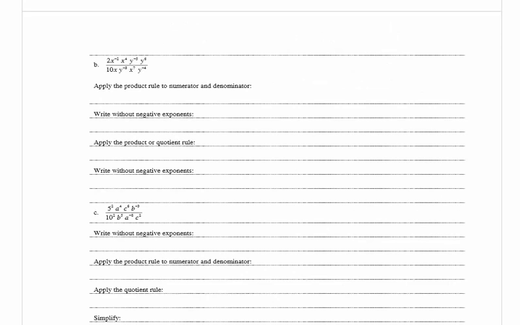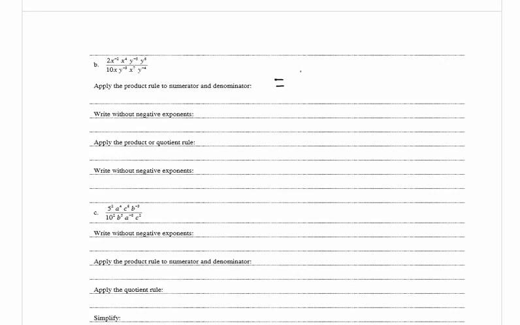In B, we have 2x to the negative 2 times x to the 4th times y to the negative 5th times y to the 6th, all divided by 10x times y to the negative third times x to the seventh times y to the negative fourth. And it wants us to apply the product rule to the numerator and the denominator.